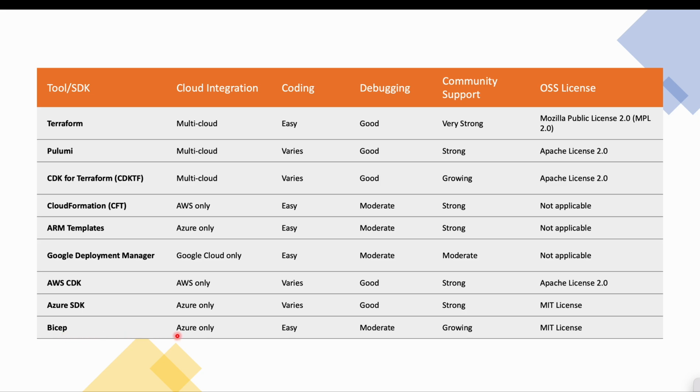When you come to Bicep, yes, it supports only Azure. So you can create resources in Azure using Bicep. When you come to the coding part, it's very easy comparatively when you compare other IaC tools. It's the same as Terraform, more or less. But the only thing is, using Terraform you can manage multiple platforms, but using Bicep you can manage only the Azure platform. Debugging is very moderate, and community support, it's just a new tool, so it's still growing. And the licensing part, it uses the MIT license.